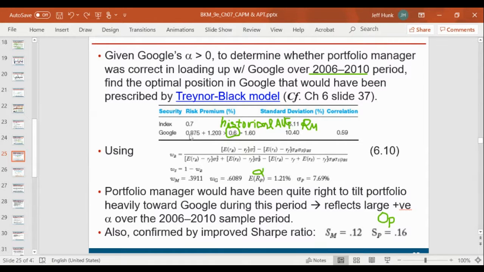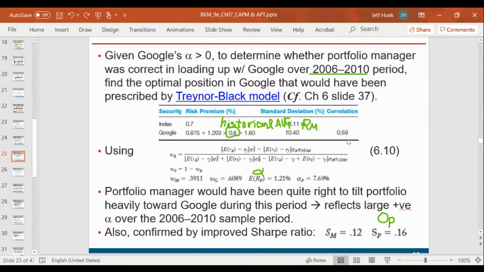And using that weight and using the risk premium, the historical average excess return on the market portfolio is 0.6. So beta times that, and Google's alpha, and then we arrive at 1.6, with the standard deviation of 10.4.